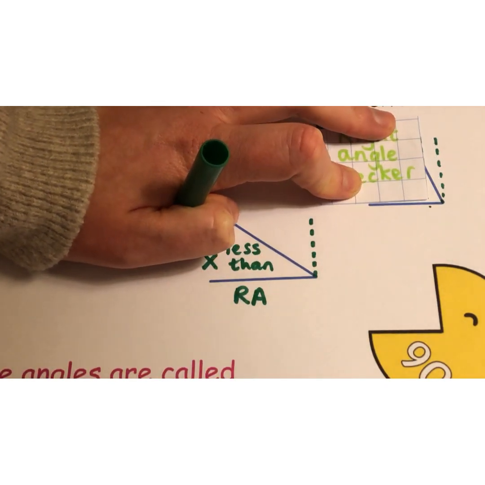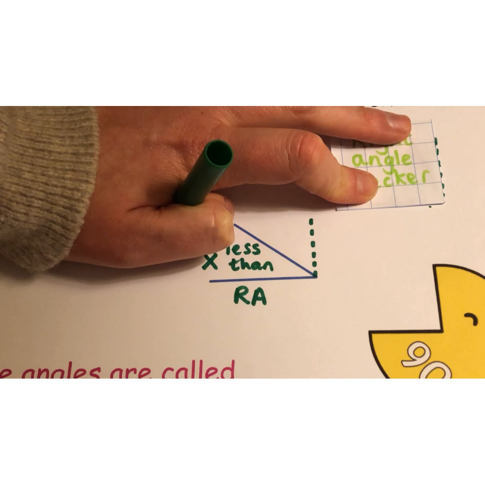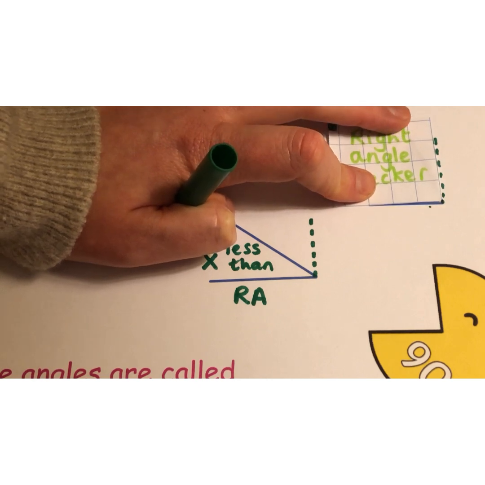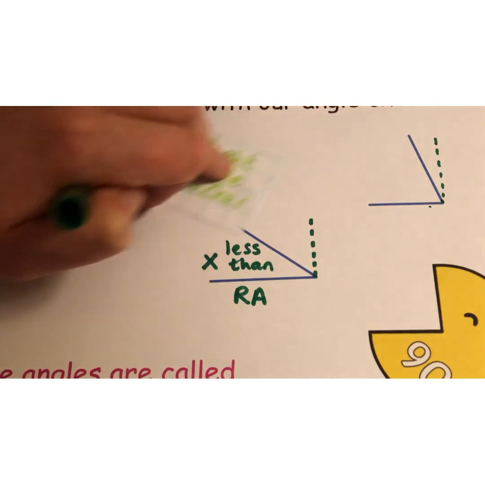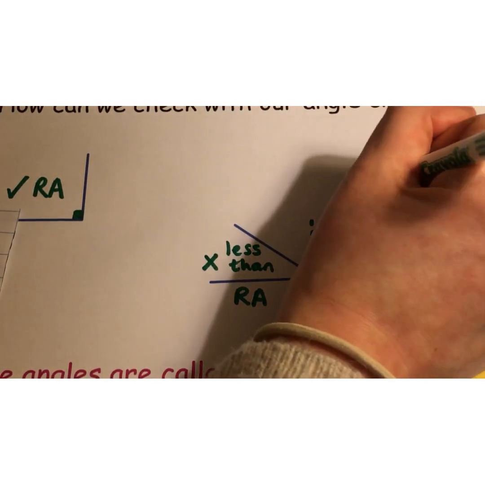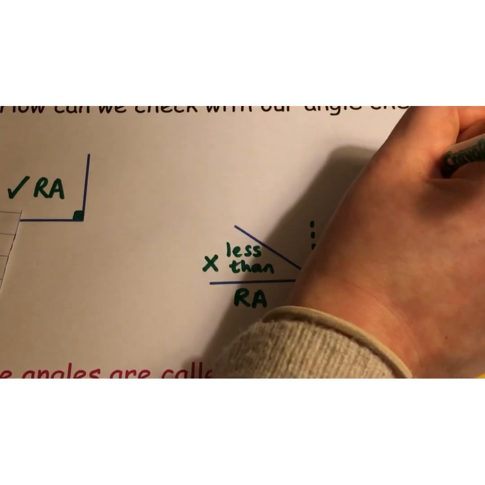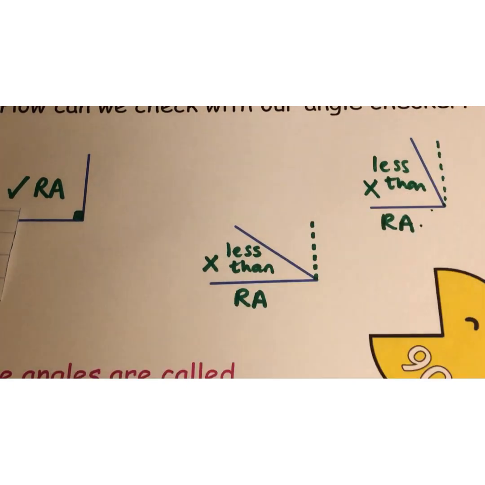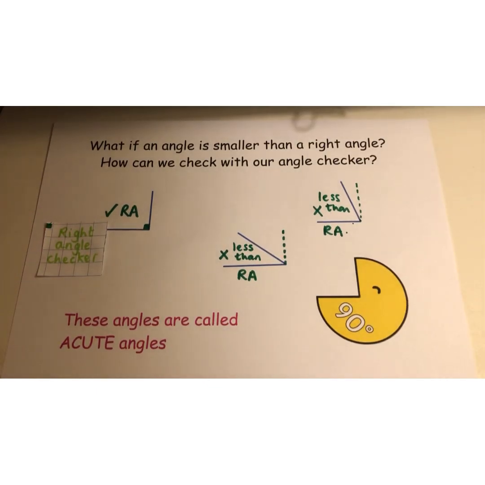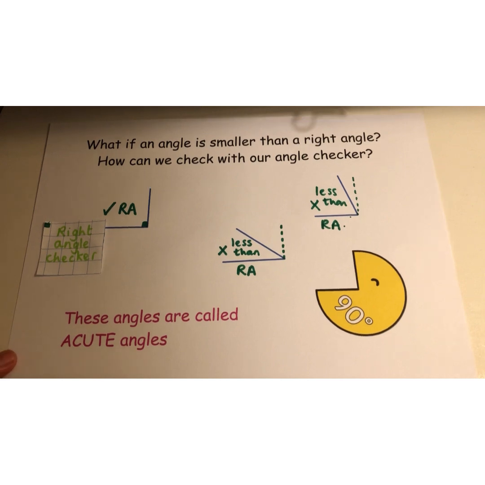So if I move that away so that you can see that there it is, is it bigger or is it smaller than a right angle? It is smaller than a right angle. So this is not a right angle. This is less than a right angle, which means that it is actually called an acute angle. Brilliant, because an acute angle is smaller than a right angle. It's less than 90 degrees.